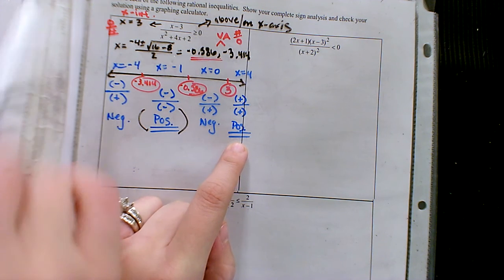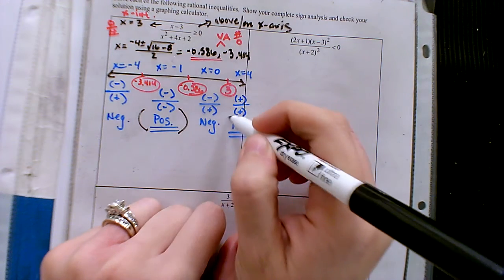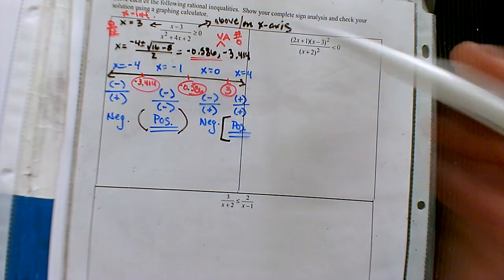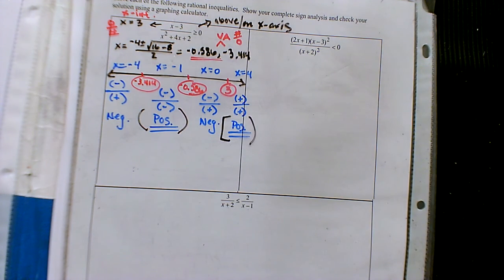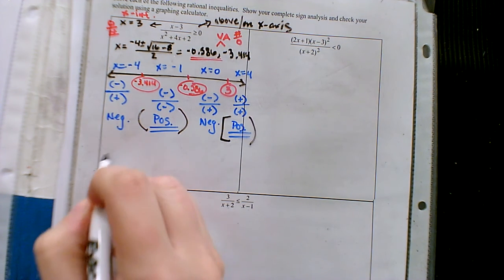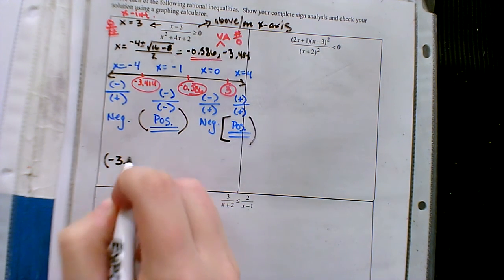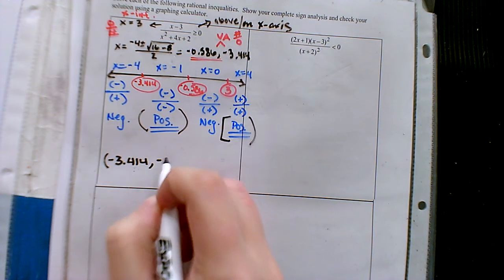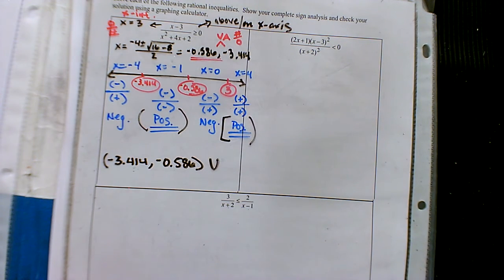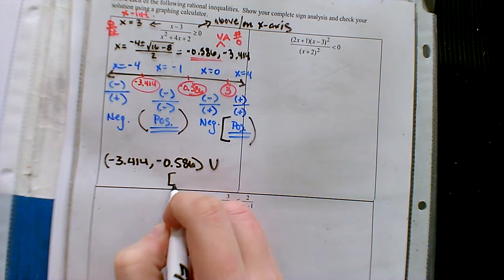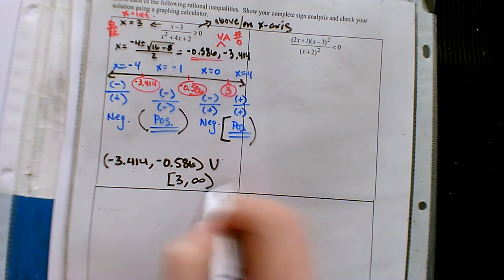Yes, because we listed that as an x-intercept. We are on the x-axis, so that will be a bracket. And if this interval can go on forever towards infinity, we'll have to end with a parenthesis. So using the number line, we have that advantage to help us write this interval. We'll have parenthesis, negative 3.414, and then negative 0.586 with a parenthesis, throw in the union, and then bracket 3 comma infinity.